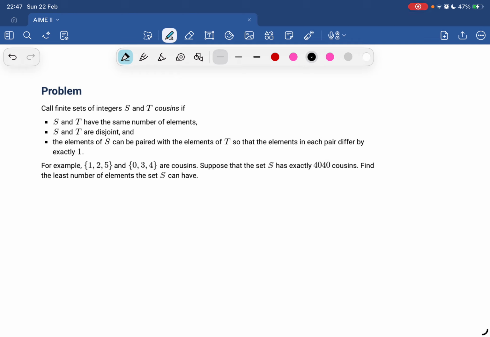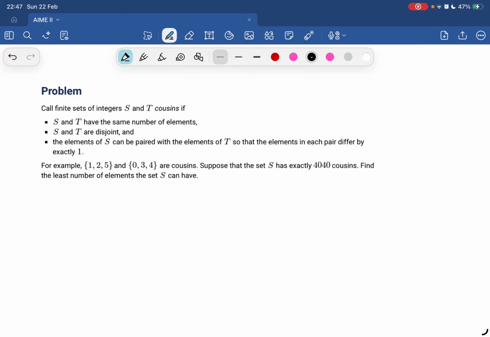Now, this question is quite straightforward. So we're told two sets S and T are cousins if they meet these criteria, and that S has exactly 4,040 cousins, and we want to find the minimum size of S.